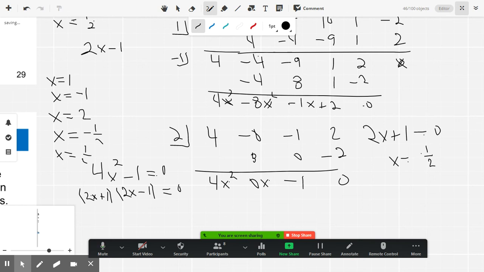All right. And then that's how the last problem on your assignment is going to work. Very similar to that right there.